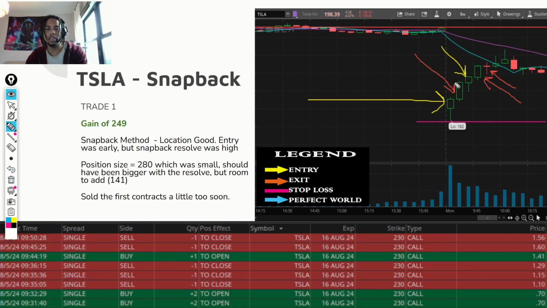The entry was good because I had the snapback method already in mind, so the location was there. Everything was good. We were good to go. I did add to the play on this candle, and the reason why is because this candle was red, then it started decreasing, and then it went green. As soon as it went green, I punched another contract, which you can see here at 944. Then I got rid of the last two contracts right up in here.